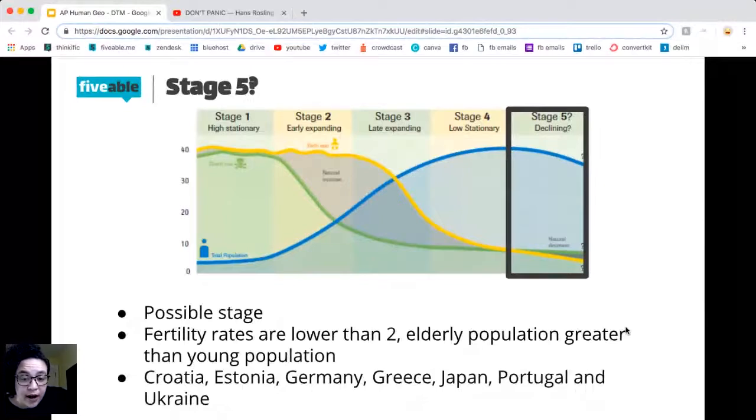And so stage 5 means that the fertility rates are lower than 2, and that the elderly population is going to grow faster than the young population. So, for example, you can see here, fewer people are being born than are dying, right? More people are dying than are being born, so the population is actually decreasing. You can see what's happening to this line here. Some of the countries in Eastern Europe, and Japan, are experiencing this.